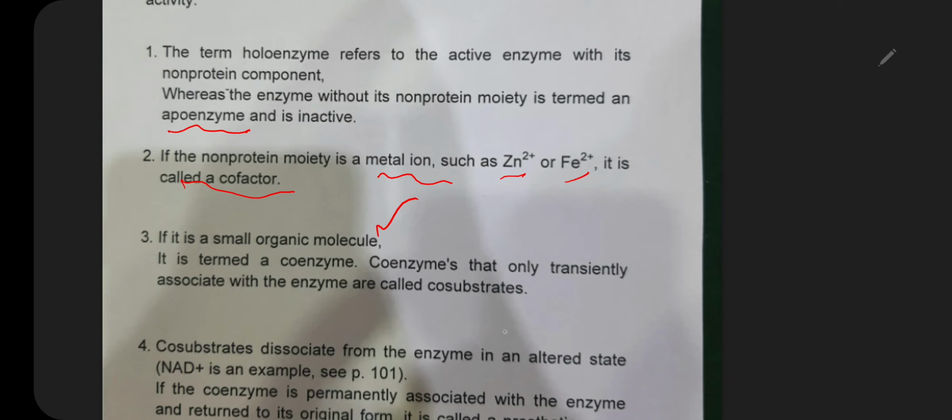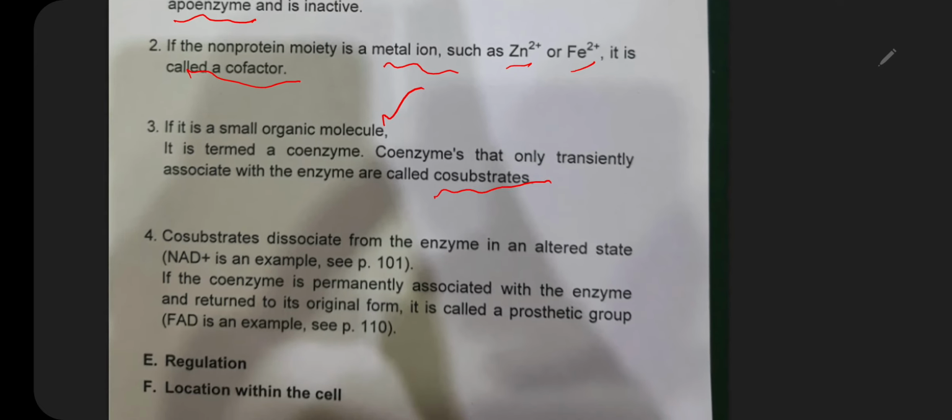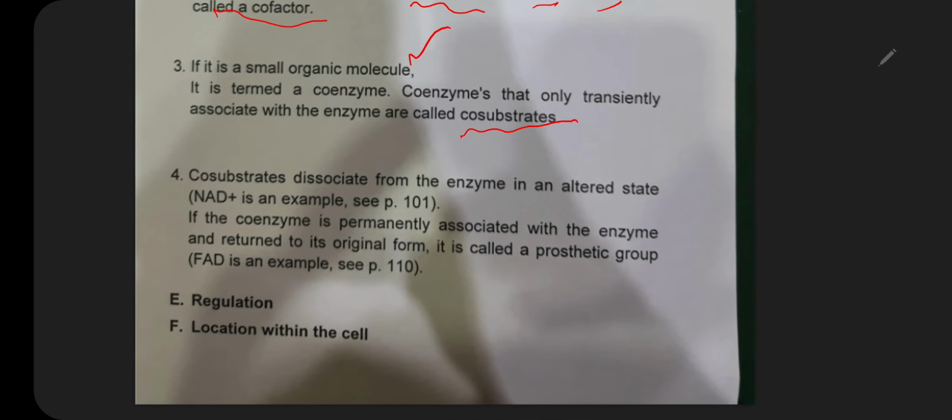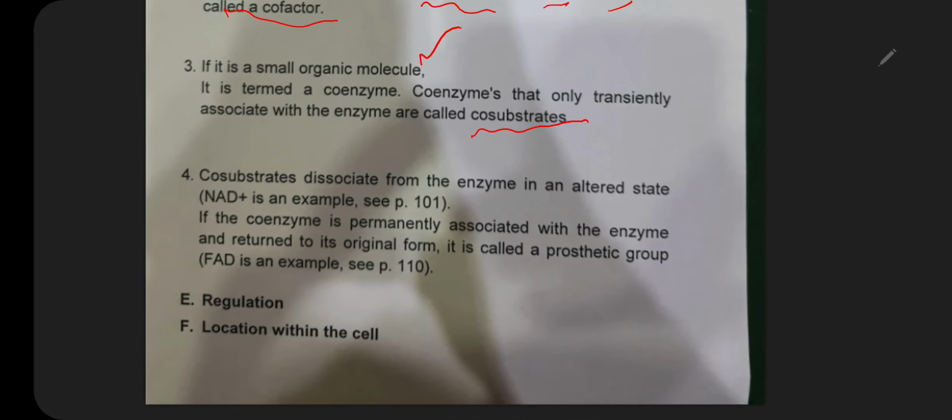Coenzymes that are only transitionally associated with the enzymes are called substrate. So similarly, this is given separately in your book. So these definitions you must know, because sometimes in the university question there is a definition.